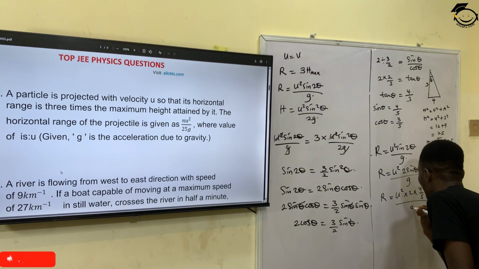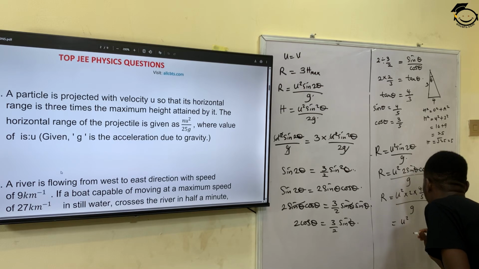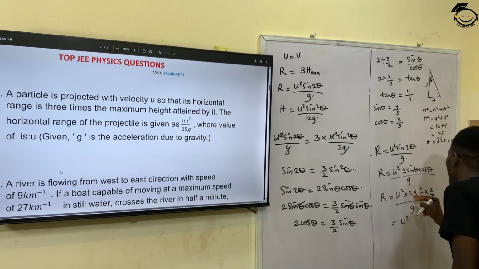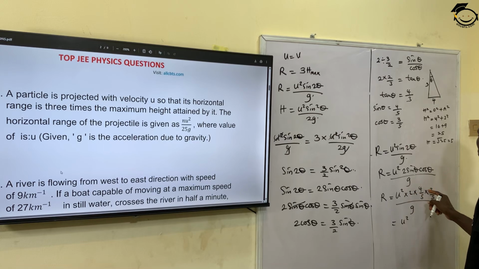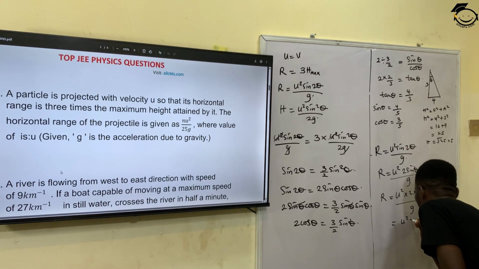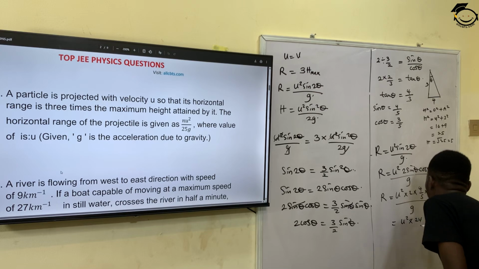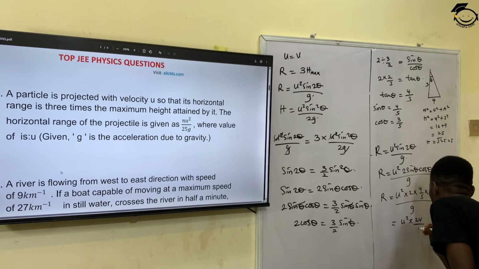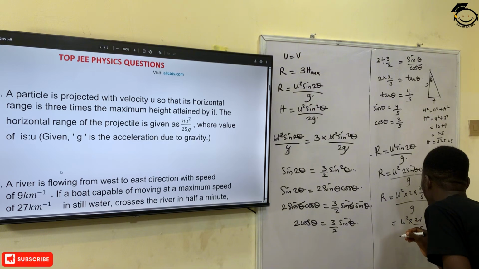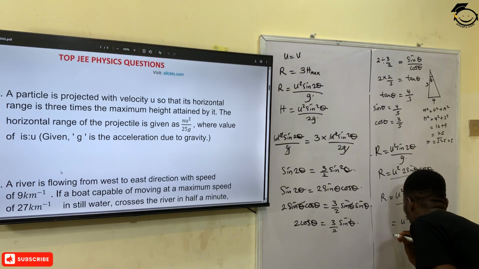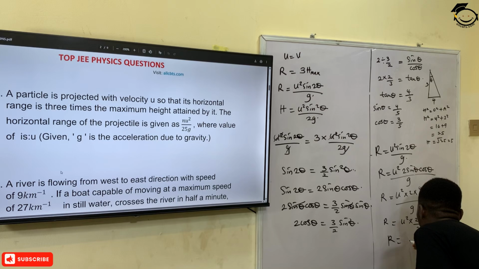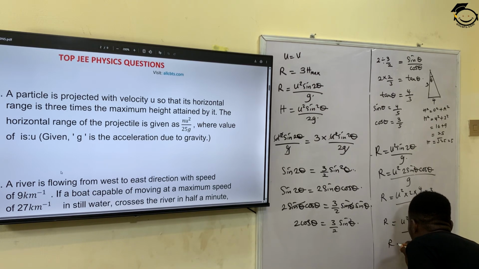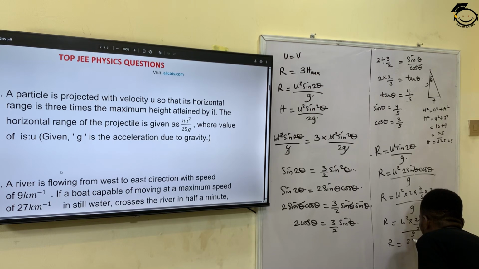This is all over g. So this will give me u squared times, if I multiply these together, 8 times 3 will give me 24, and 5 times 5 will give me 25. So therefore, my range is, all over g, 24 u squared all over 25g.